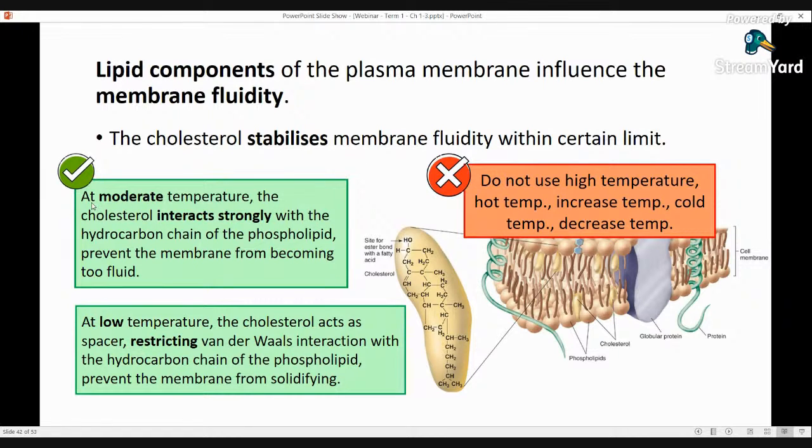So what we can write is, at moderate temperature, the cholesterol interacts strongly with the hydrocarbon chain of the phospholipid, because they are found in between here. At moderate temperature, the phospholipid molecules would move loosely and move apart, but because of the hydrophobic region of the cholesterol, it interacts strongly with the hydrocarbon chain of the phospholipid molecules. Then they prevent the membrane from becoming too fluid.